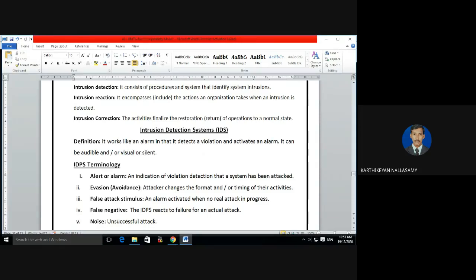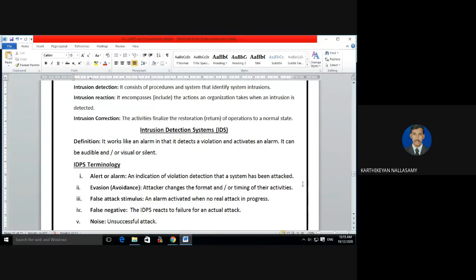I will repeat once again. IDS works like an alarm. If it says that an attack is possible, then it activates an alarm. That alarm sound may be audible, or it may be visual, or it may be silent.